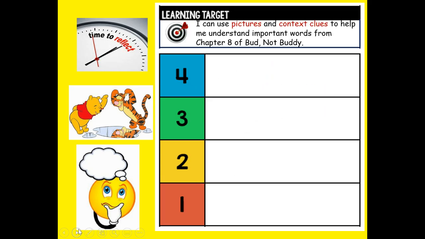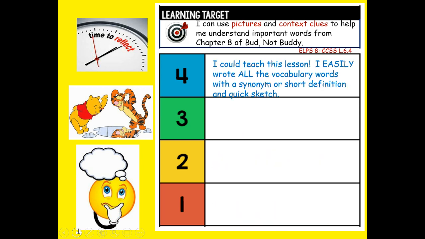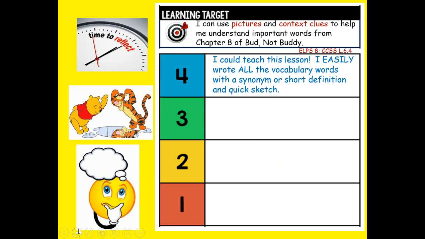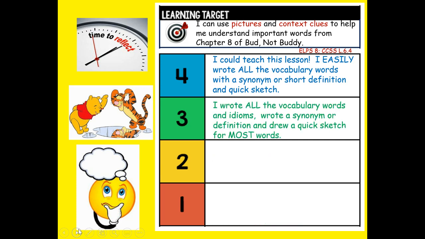All right, let's reflect on our learning target. What was our learning target? I can use pictures and context clues to help me understand important words from Chapter 8 of Bud, Not Buddy. Would you give yourself a 4? I could teach this lesson. I easily wrote all the vocabulary words with the synonym or short definition and quick sketch. Did you write all the words, the synonym, and the picture? If so, give yourself a 4.